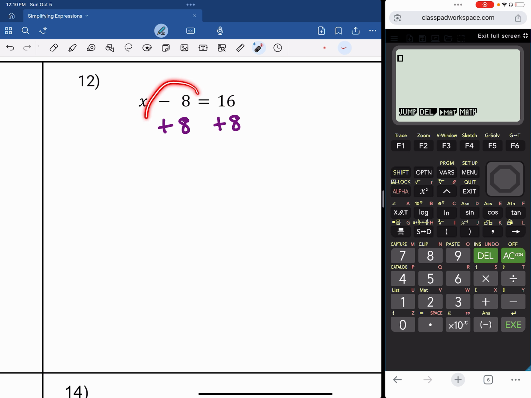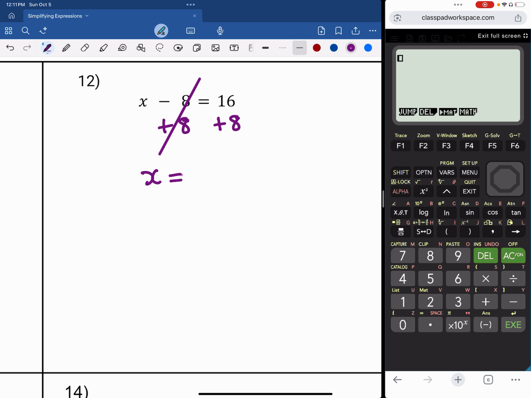Negative 8 plus 8 is going to be equal to 0. If you have a negative and a positive of the same value, it's always going to cancel out. And that's always our goal here, to get x by itself. So negative 8 plus 8 is going to cancel out, and we're going to be left with x is equal to 16 plus 8, which is just 24. That's the final answer. X is equal to 24.